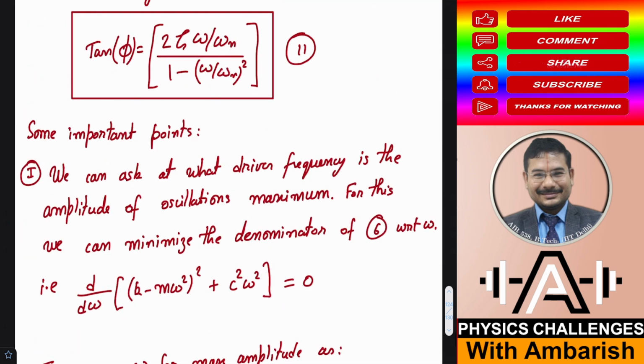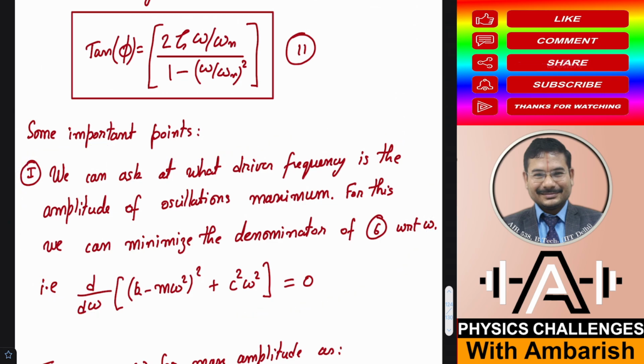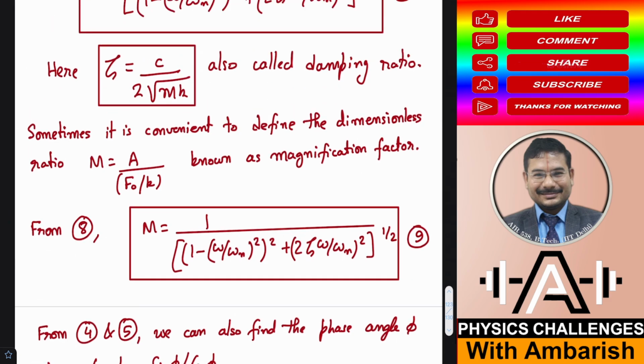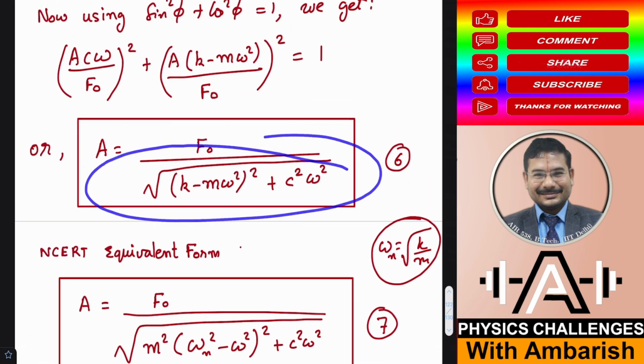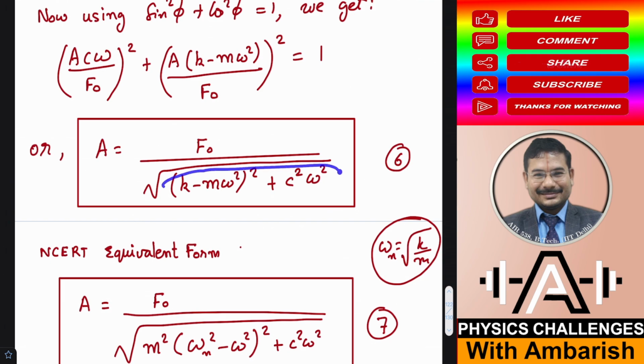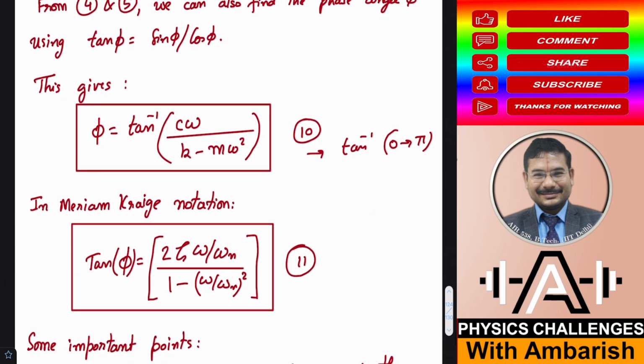So the first important point is we can ask at what driver frequency the amplitude of oscillations is maximum. So we have the function for amplitude. This is the function for amplitude. You know that for maximum amplitude the denominator should be minimum, or the quantity within the square root should be minimum. So what you can do is differentiate the quantity within the square root with respect to omega and put it equal to 0 to maximize the amplitude. That's what you will get if you do that.